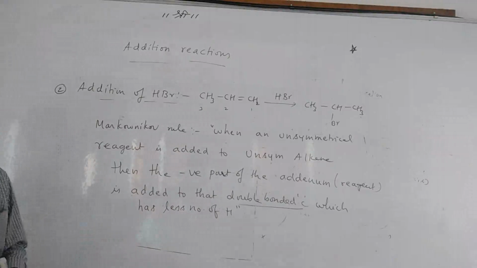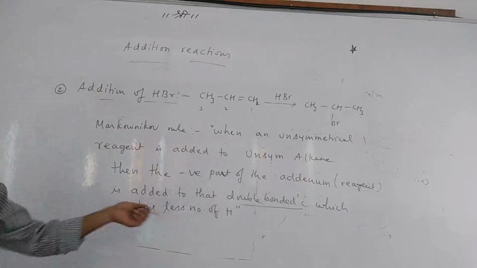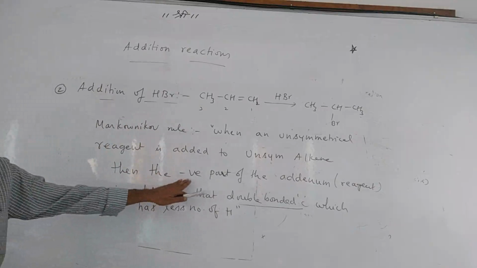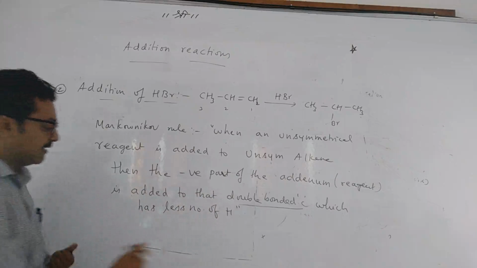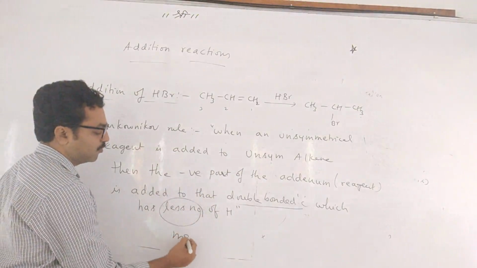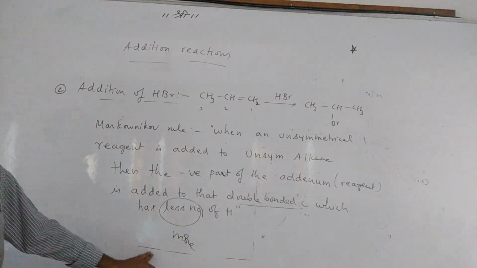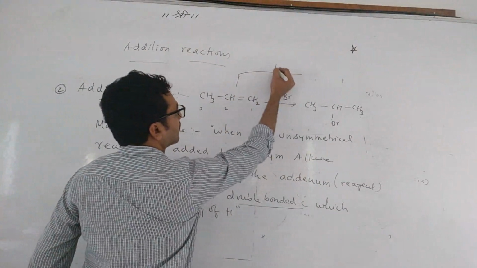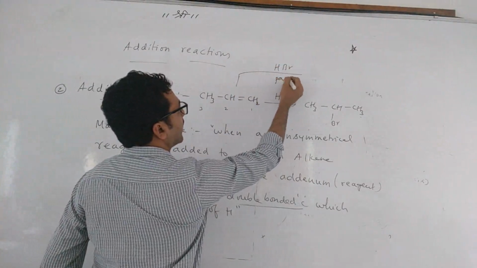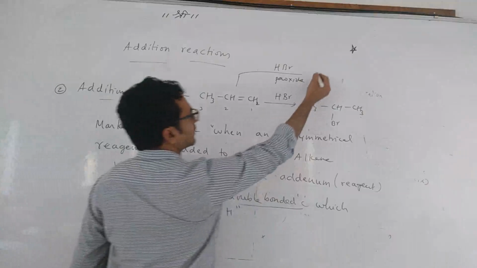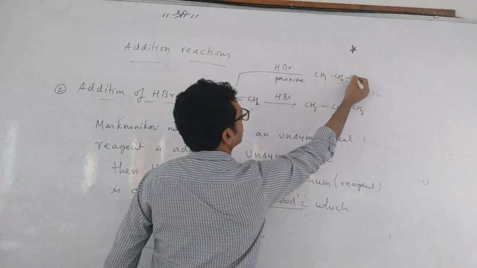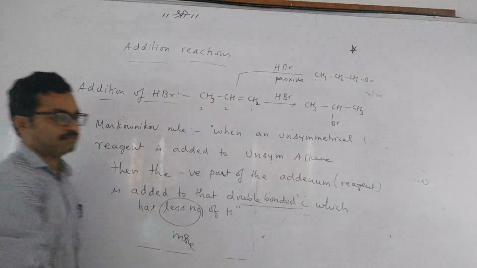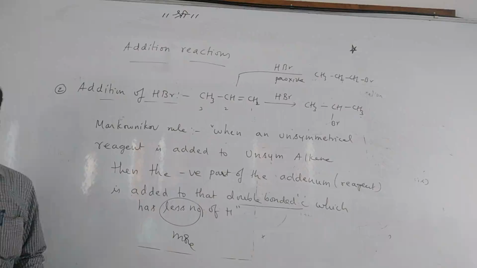Like that. If Br attacks at the first position, that is called anti-Markovnikov rule. Same, but what you will write? The negative part is added to that carbon which has more number of hydrogen. That's all. That is called anti-Markovnikov rule. So when will anti-Markovnikov rule come? If HBr is added in the presence of peroxide, then CH3 CH2 CH2 Br will come. That is anti-Markovnikov rule. So here many questions are there. I will tell you.